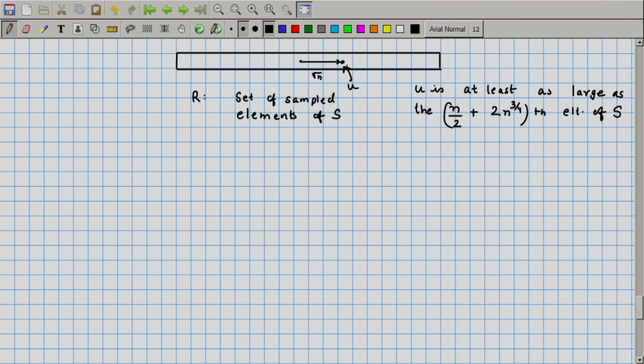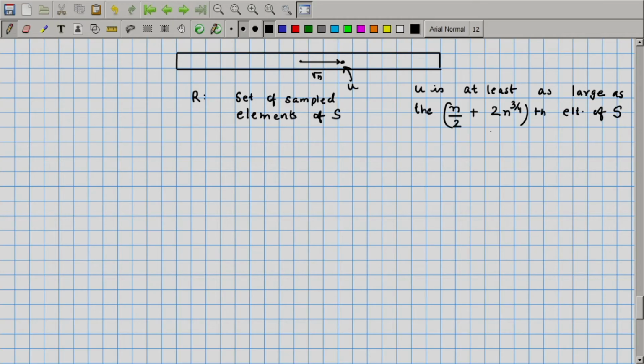So, when the set R has more than 4 n raised to 3 by 4 elements, we look at the sub event that half of them are greater than the median. If half of them are greater than the median, then the element U from these sampled elements is going to be at least as large as the n by 2 plus 2 times n raised to 3 by 4th element of S. Okay, so, we will call this as T.